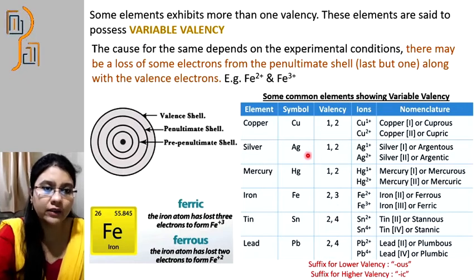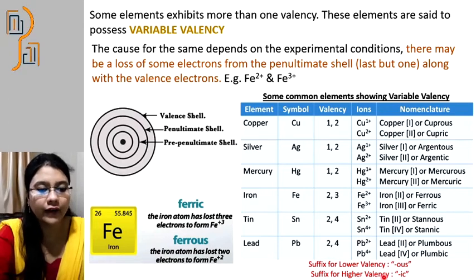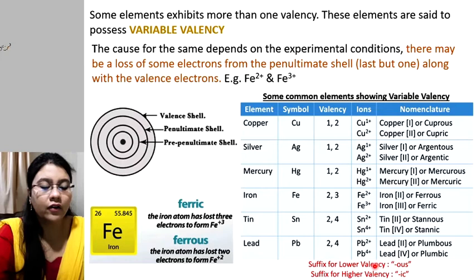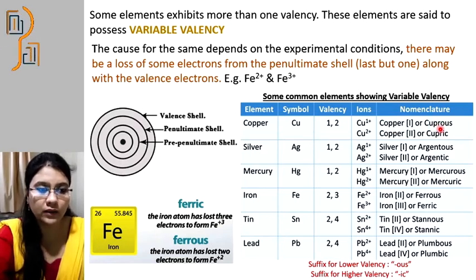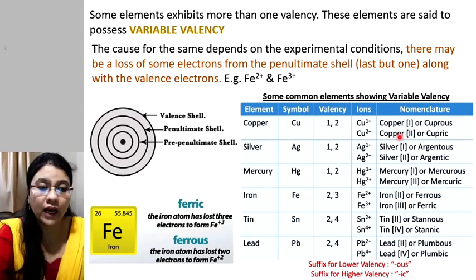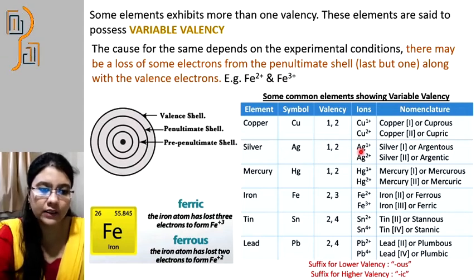While naming these elements possessing variable valency, a general rule is followed. The suffix for lower valency is OUS, whereas the suffix for higher valency is IC. Following this rule, copper with variable valency of 1 is named cuprous, and copper with higher valency, that is 2, is named cupric. Similarly, silver with the lower valency is termed argentous, and with the higher valency, it is termed argentic.